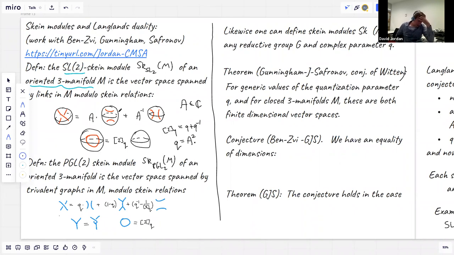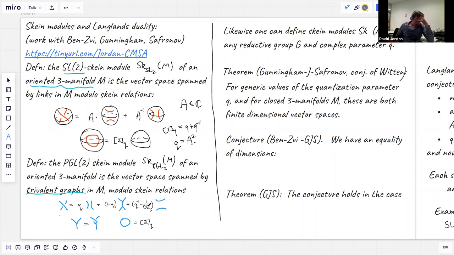This is the SL2 skein module, but in fact, there's a skein module like this that we can define for other groups. I just want to put one on the board to give you a feel for how they look. So the PGL2 skein module is a bit of a stranger thing. It's again an invariant of an oriented three manifold. This time it's a vector space spanned by trivalent graphs in M, and so we have things like this picture here. Again, we have some sort of local skein relation. I've just stopped drawing the black balls, but they should be surrounding each of these things. And there's some calculus for how you can resolve crossings in terms of simpler pictures that don't involve crossings.